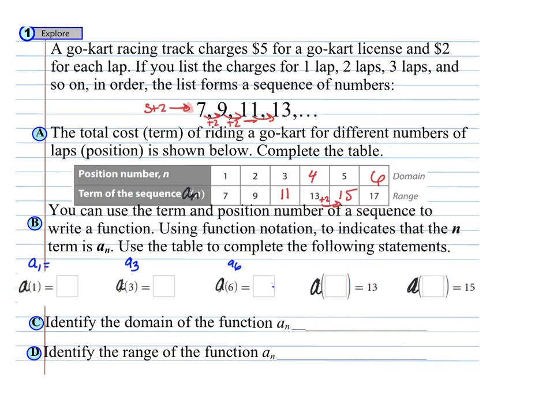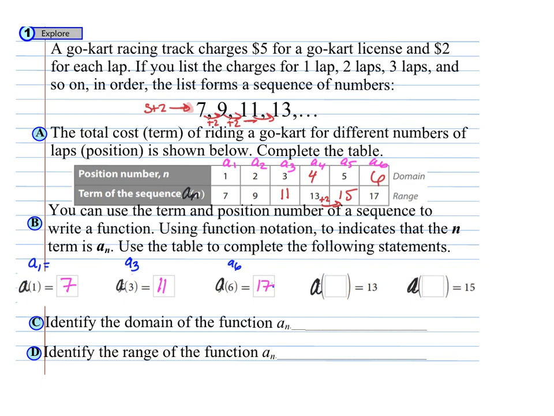Basically, this is A sub 1. Let me label that for you guys. This is A sub 1, A sub 2, A sub 3, A sub 4, 5, and 6. They are saying when it's A sub 1, what's my answer? 7. So this becomes 7. When it's A sub 3, what's my answer? It's 11. When it's 6, it's 17.